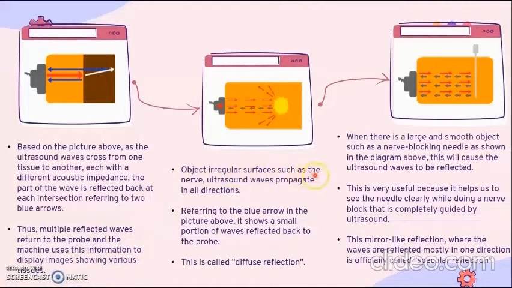For an object with an irregular surface, such as a nerve, the ultrasound wave propagates in all directions, referring to the blue arrow in the picture above. It shows a small portion of the wave reflected back to the probe. This is called diffuse reflection.